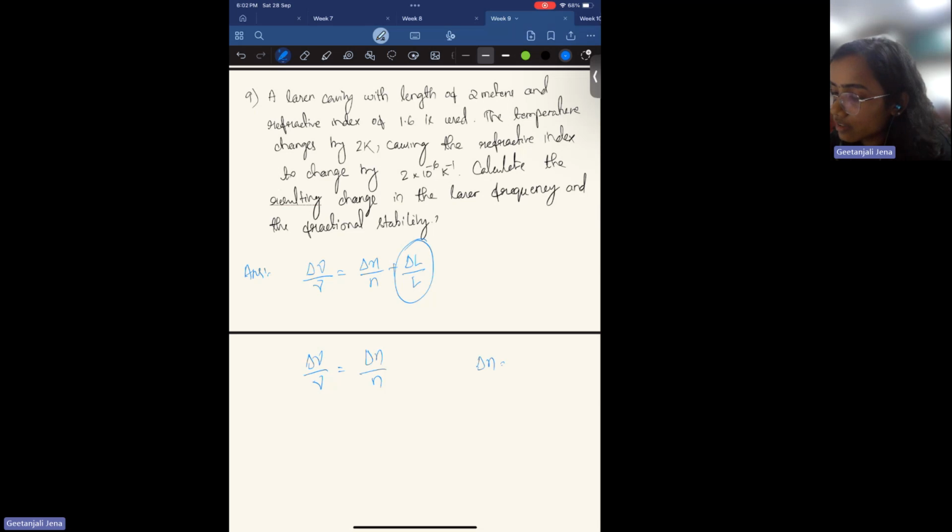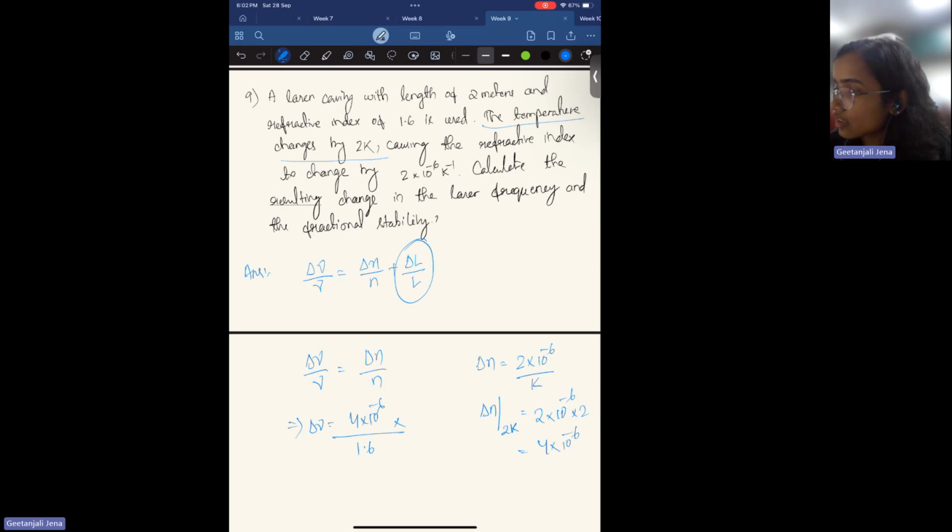And delta n, it is given 2 into 10 to the minus 6 per Kelvin. And for 2 Kelvin change, so you can see the temperature changes by 2 Kelvin. So that means delta n is 2 into 10 to the minus 6 into 2. So 4 into 10 to the minus 6. So delta nu will be 4 into 10 to the minus 6 divided by 1.6, times nu. Okay. So resulting change in the laser frequency.